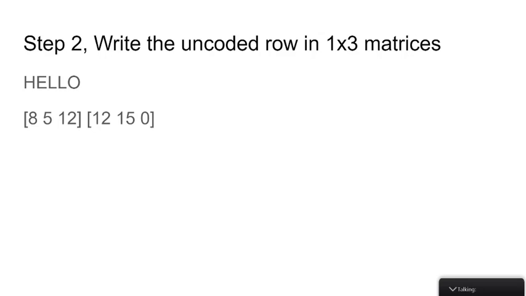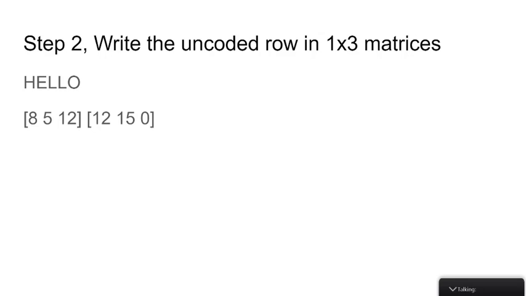Alright, so step 2, we're going to write the uncoded row in 1x3 matrices. Now, you could do 1x3, especially if you have a calculator. You can really do 1x4, but I wouldn't advise that. I'll also show you how to do 1x2, but you're going to want one row for your message, and the number of columns will correspond with the columns and rows of your key. So you'll see what I mean in a second. So if we're going to use 1x3 matrices, we're going to use a 3x3 square matrix as our key. So the key unlocks or locks our code, like decodes and encodes it, and you'll see what I mean.